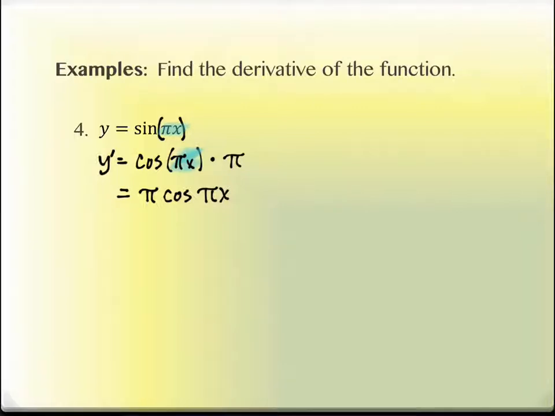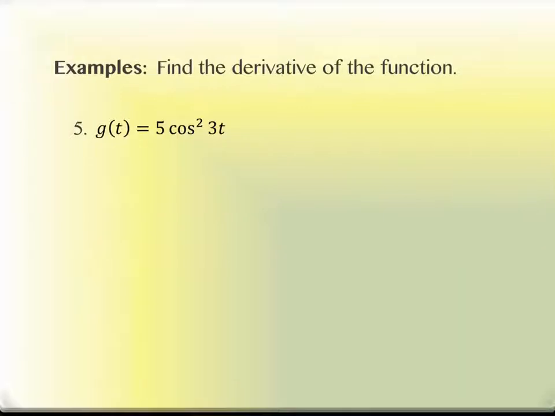And you all breathed a sigh of relief because that was a way easier problem than the last one, right? So not all chain rule problems are super ugly and messy, but some of them are. Let's try another one with a little bit of trig. We have 5 cosine squared 3t.